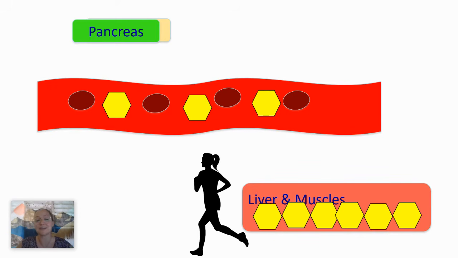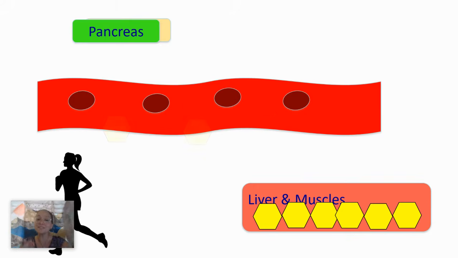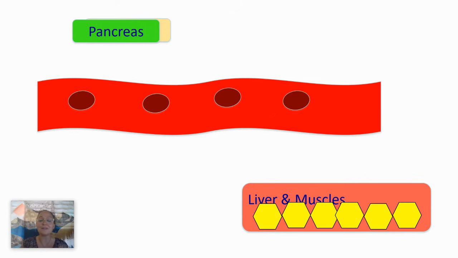Okay, so now though, let's pretend that you last ate at lunchtime at school and you run cross country. So now you have practice after school and you're running. Well, this is where we use that blood sugar, right? Our mitochondria are going to use it to make ATP and produce energy for us. But now you can see that the blood sugar levels are low.